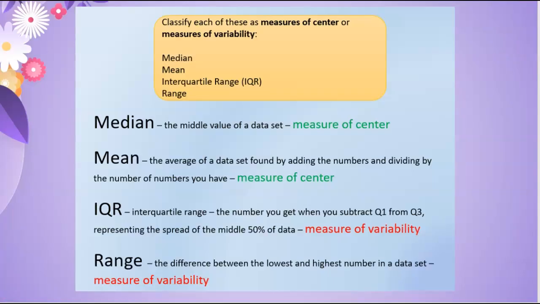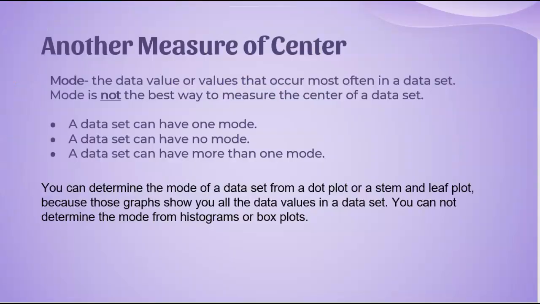Now here's a little reminder that mean and median are measures of center, and the interquartile range and the range are measures of variability. But you know what? We have another measure of center we could use. I think it's pretty funny. This is called the mode. The mode is the data value or values that occur most often in a data set. The mode is not the best way to measure the center of any data. All right, it is a measure of center.